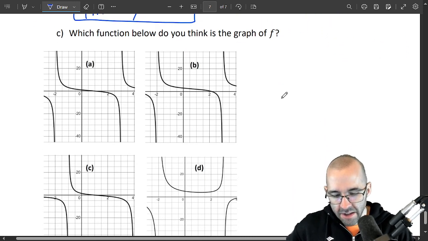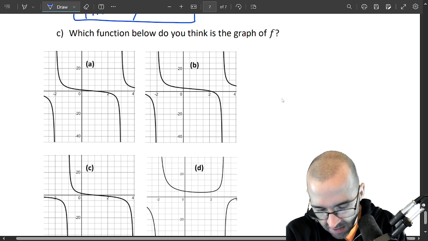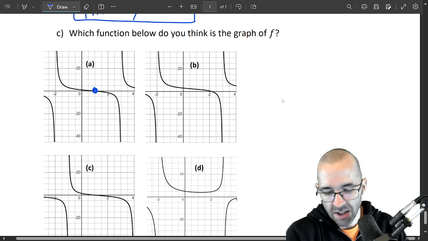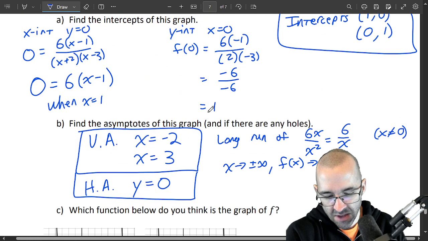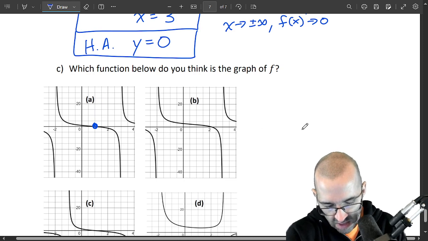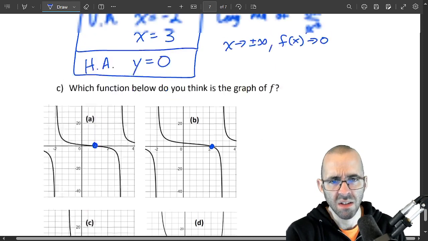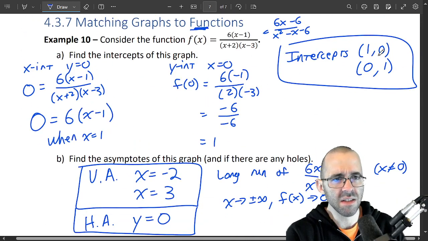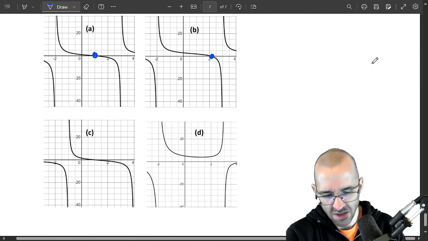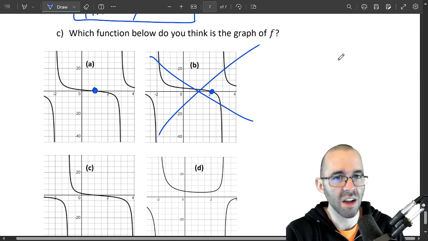Well, it's kind of hard to see a little bit. What does it look like? Let's start with the intercepts. Here it looks like there's an intercept at 1. Do we have an intercept at 1? We did. Okay, so maybe that's legit. Here the intercept is like a little bit more than 2. No, our intercept was at 1, 0. So it's already out. Can't be this one. It's got the wrong intercept.